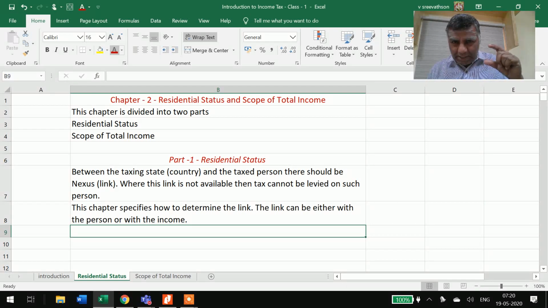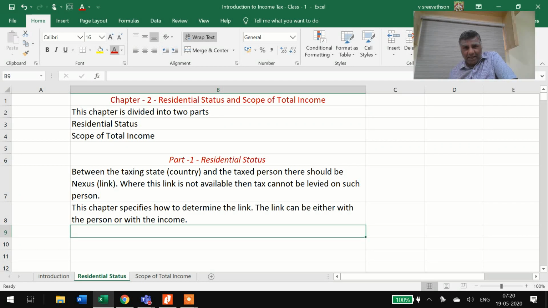Either with the person earning the income. He was just now answering us: sir, I cannot tax him because he does not belong to my country at all. So with the person I don't have a link. So he said, if he is earning income in India, I will tax it. With the income, I will have a link.